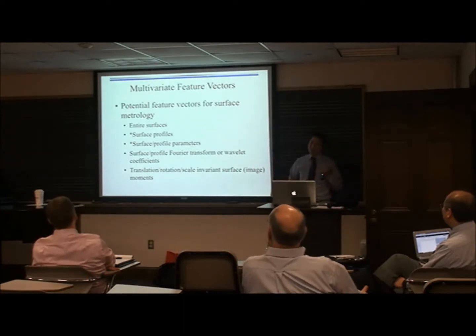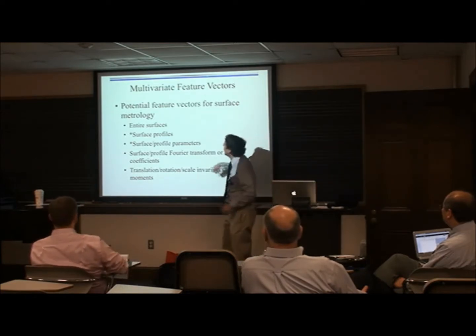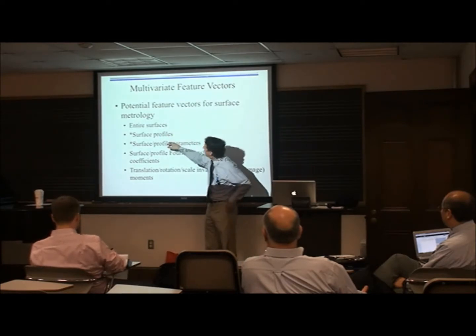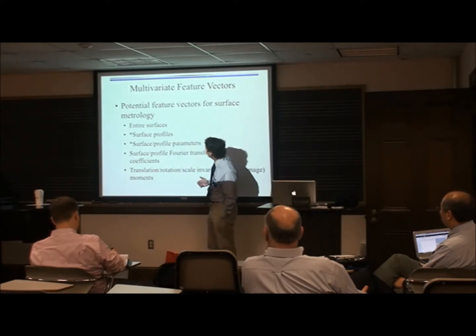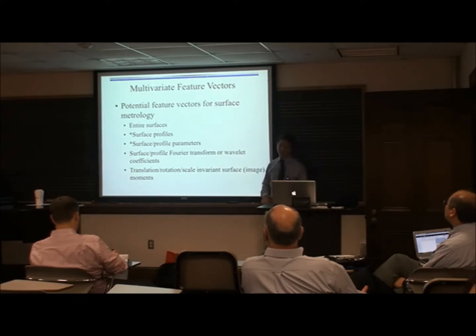But at any rate, potential feature vectors for surface metrology are as follows. We can measure entire surfaces and just transform that into a giant list of numbers. We could use surface profiles or slices of that surface. Look at that surface like a big loaf of bread and slice it up into a bunch of profiles. You could use Fourier transforms or wavelet coefficients. We're starting to get into wavelet analysis now. You can even use translation, rotation and scale invariant surface features that are used in digital image processing. Maybe that's the way to go as well.